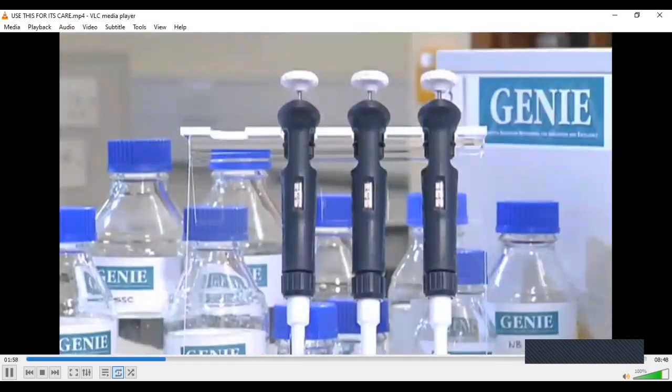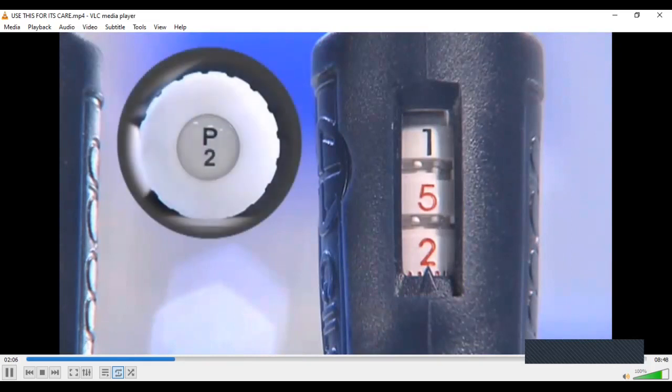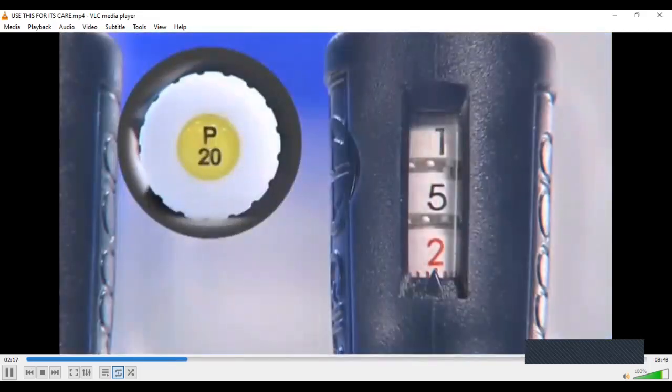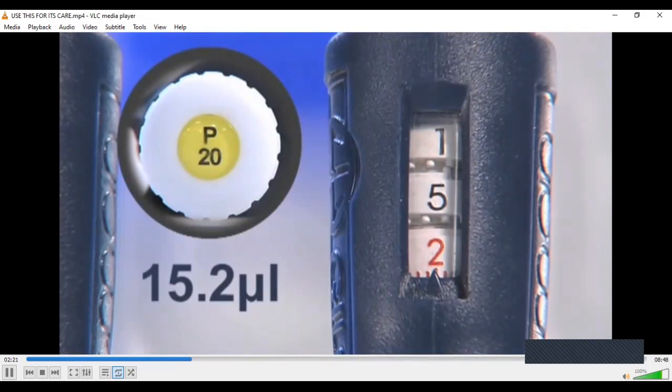For example, these 3 pipettes have been set to read the same numbers on the dial, 152. For the P2, this means that the pipette is set to a volume of 1.52 microlitres. The bottom 2 dials are in red, indicating 5/10 and 2/100 of a microlitre. For the P20, this means that the pipette is set to a volume of 15.2 microlitres. The red bottom dial shows 2/10 of a microlitre.